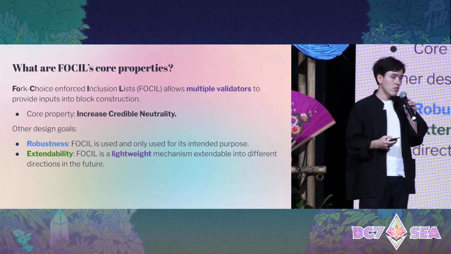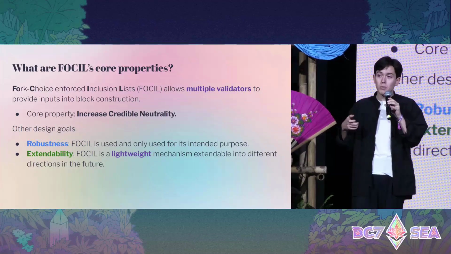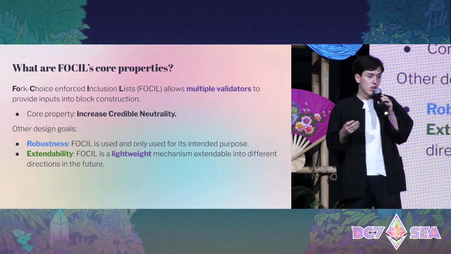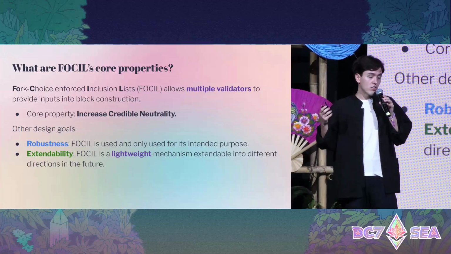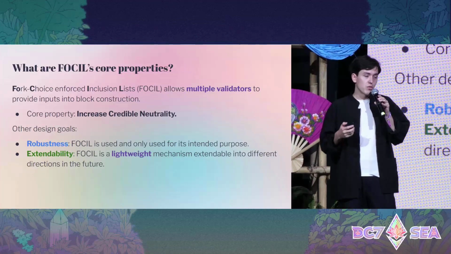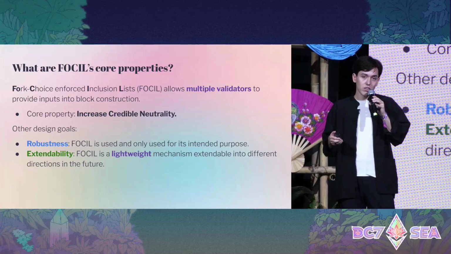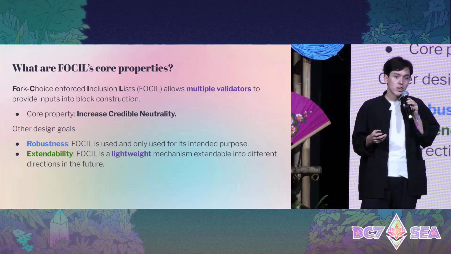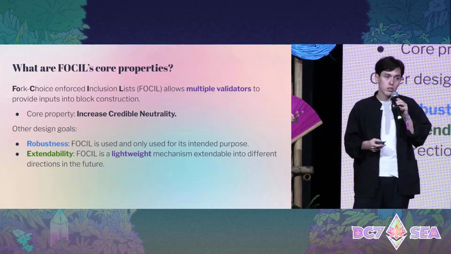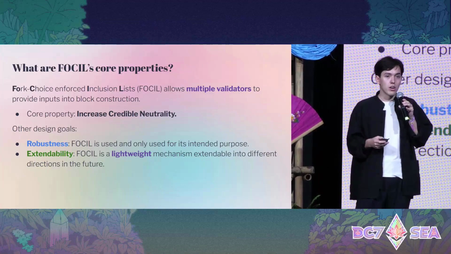And then there are some other design goals, which is robustness of the system. We want FOCIL to be used, and we want it to be used only to provide this increase in credible neutrality. And another design goal is extendability. So we want FOCIL to be very future compatible, yet we need inclusion lists today, since block construction is so centralized. So FOCIL is a recurring architecture that we see in multiple designs that we're considering for other use cases like PRDAS or other economic benefits.